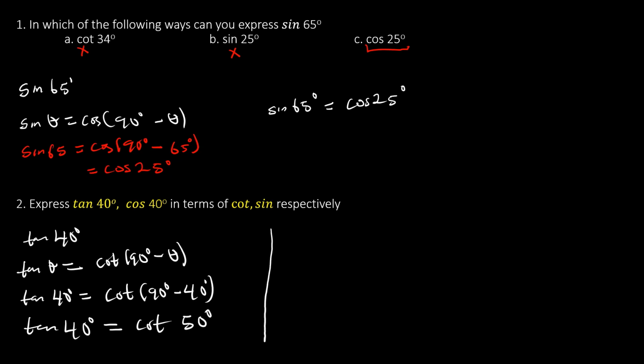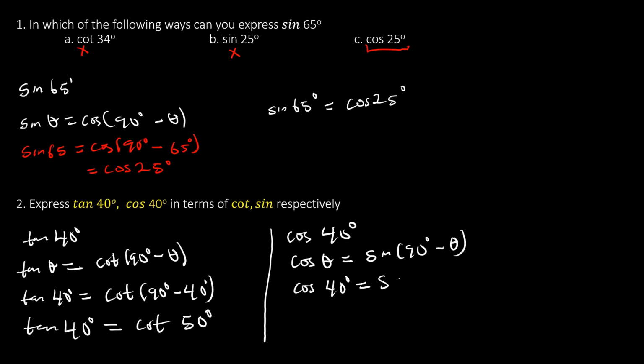Now let's look at the second one, which is cos 40 degrees. Also we know that cos theta equals sine of 90 degrees minus theta. So therefore cos 40 degrees equals sine of 90 degrees minus 40. So cos 40 degrees equals sine 50 degrees. And if you try to press this in the calculator, we are going to see that tan 40 and cot 50 give us the same answer, and also cos 40 and sine 50 give the same answer.